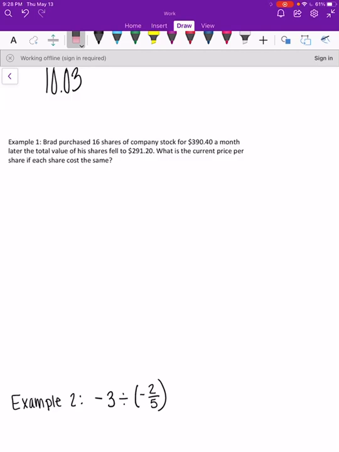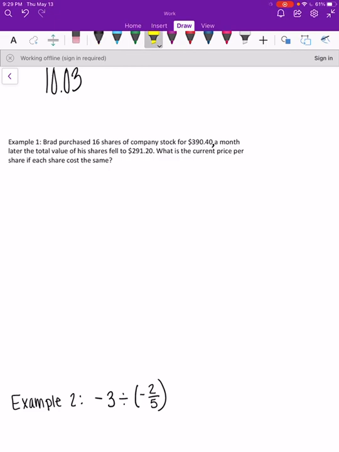Example 1 says Brad purchased 16 shares of company stock for $390.40. A month later, the total value of his shares fell to $291.20. What is the current price per share if each share costs the same?